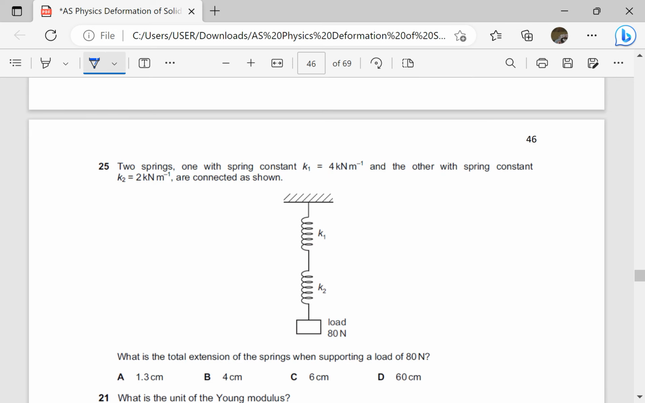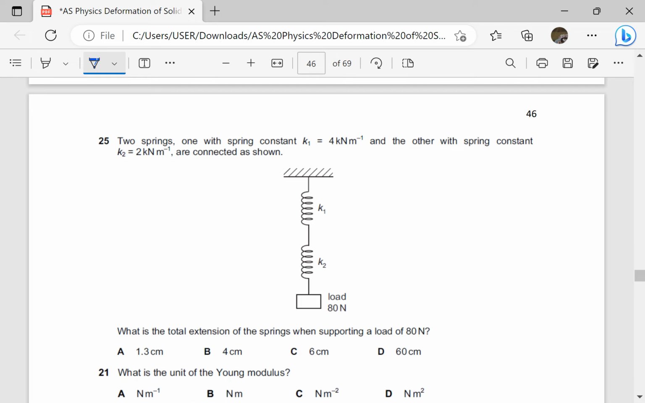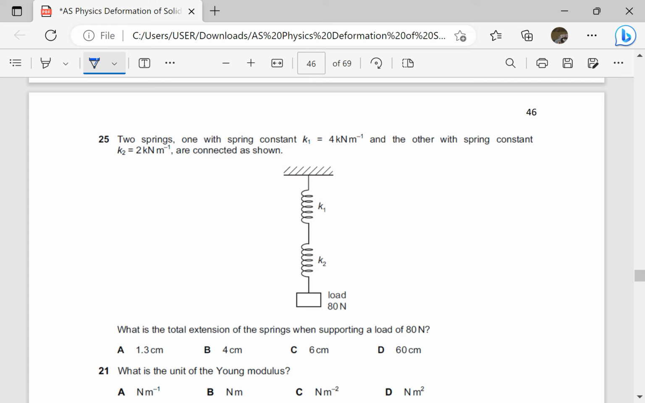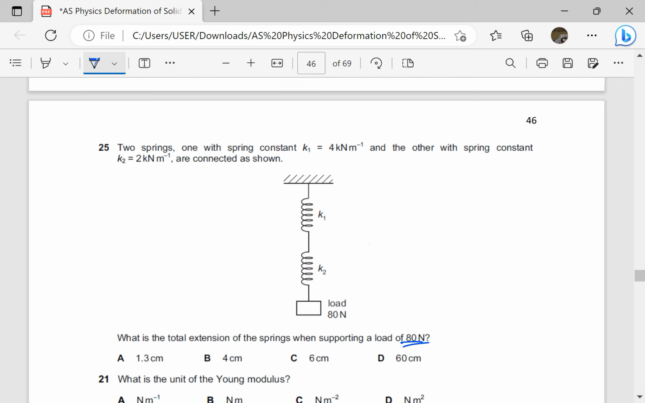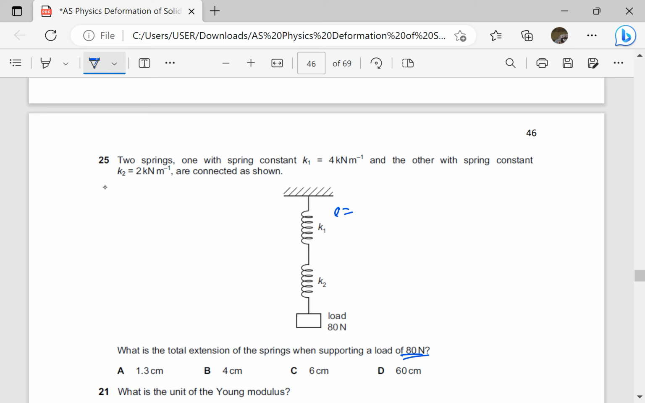Two springs, one with the spring constant K1 equals 4 kilonewtons per meter, and the other with the spring constant K2 equals 2 kilonewtons per meter, are connected as shown. What is the total extension of the spring when supporting a load of 80 newtons? If they support a load of 80 newtons, this extension here will be... Remember, by Hooke's law, the force is equal to K times extension. So extension here is going to be the load, which is 80, divided by K. I'll change the units, no problem.